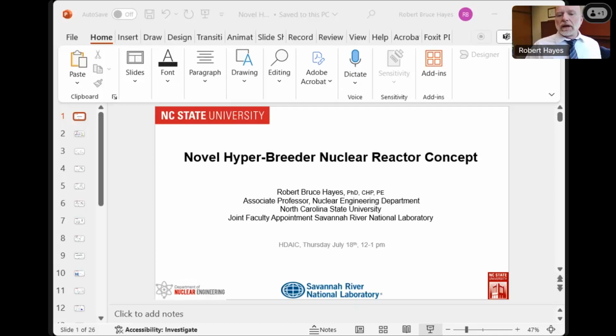get up above 0.95. And you can see here for the range of the water thicknesses and the ranges of the uranium thicknesses, there's a region up there of maximum multiplication.